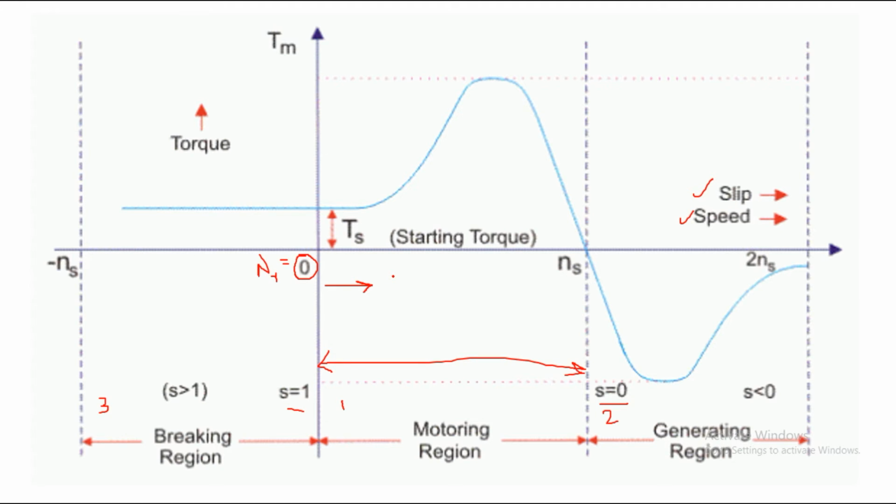One would be the stable region and another one would be the unstable region. Now we'll discuss those regions. Here we are increasing the speed gradually from 0 till it reaches synchronous speed. When the rotor speed reaches 75% of its rated speed, we can say that at this point is the maximum slip point.